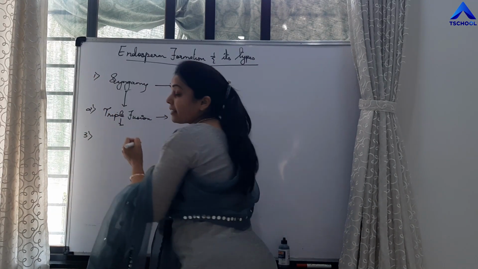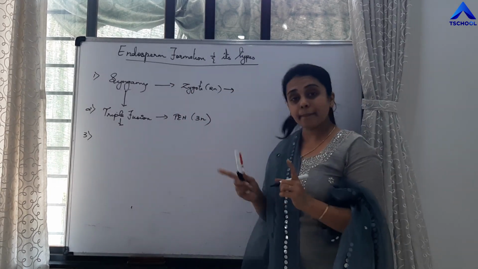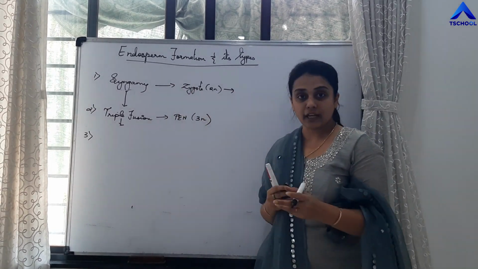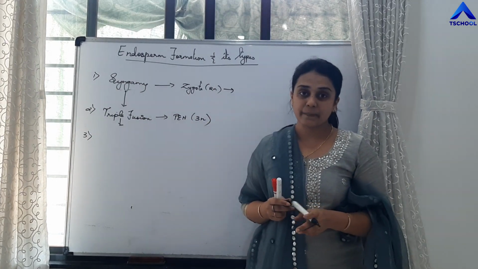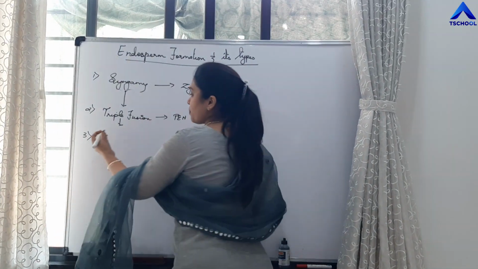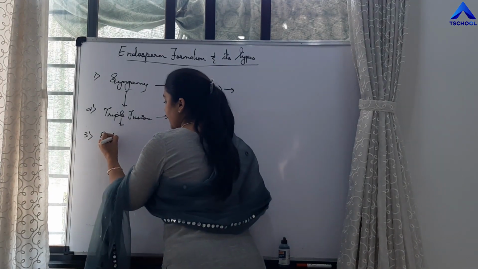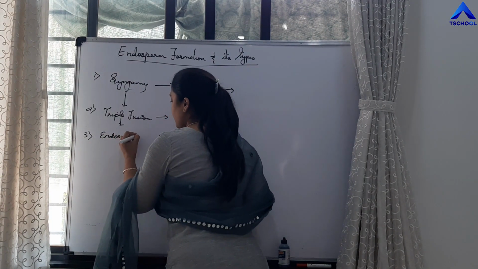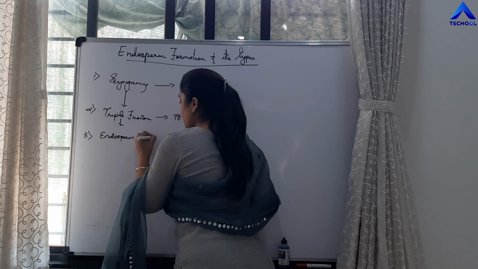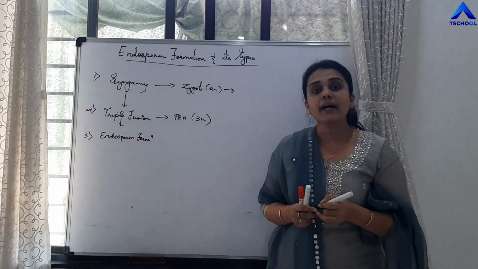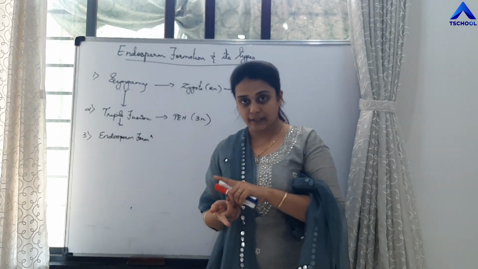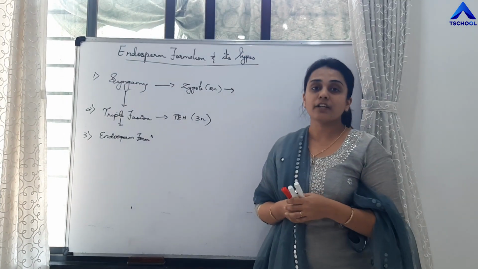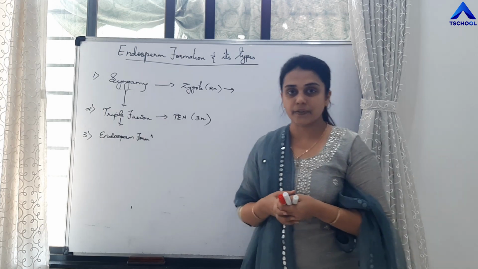The third event will be embryo development from the zygote, or endosperm development from the primary endosperm nucleus? The answer is endosperm development. So the next event is endosperm formation, right? Why is it so? Why does endosperm formation precede the embryo development? The answer is very simple.